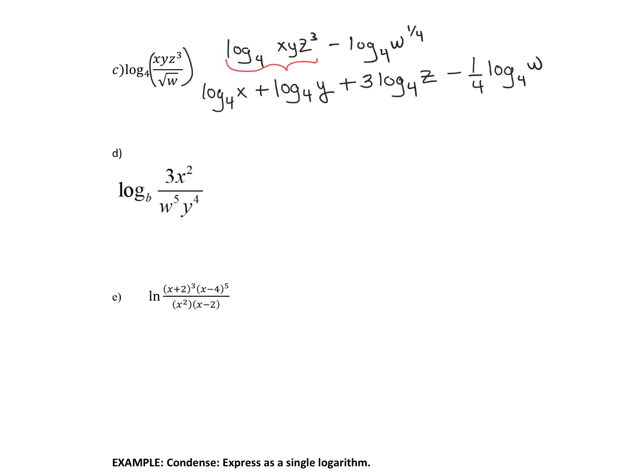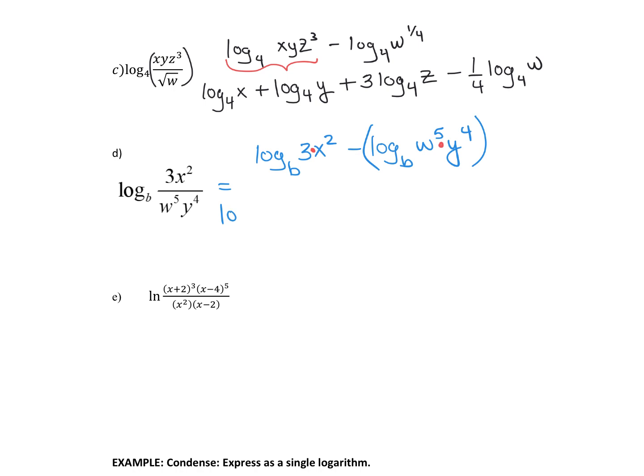We're going to do that again. So on this one, we have log base b of 3x squared minus log base b of w^5 y to the 4th. Now I'm going to break these up as products, keeping in mind that I'm subtracting this whole thing.